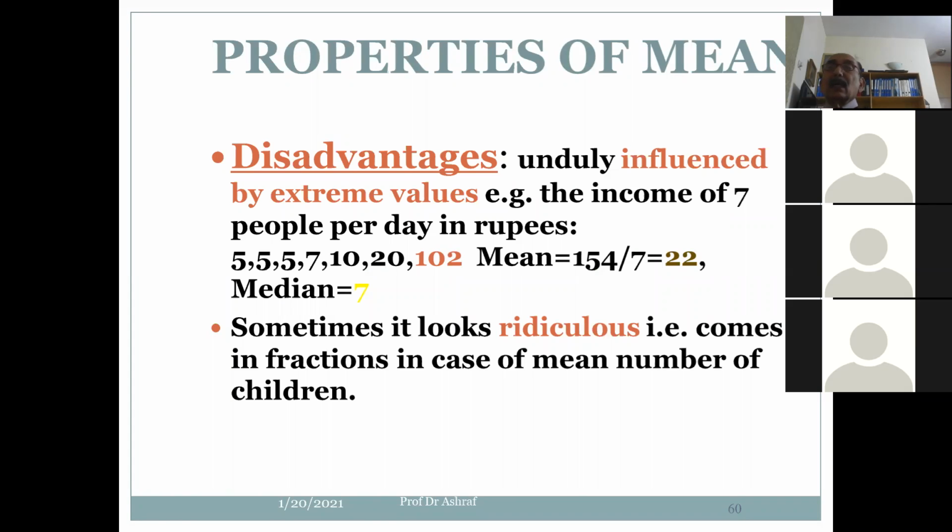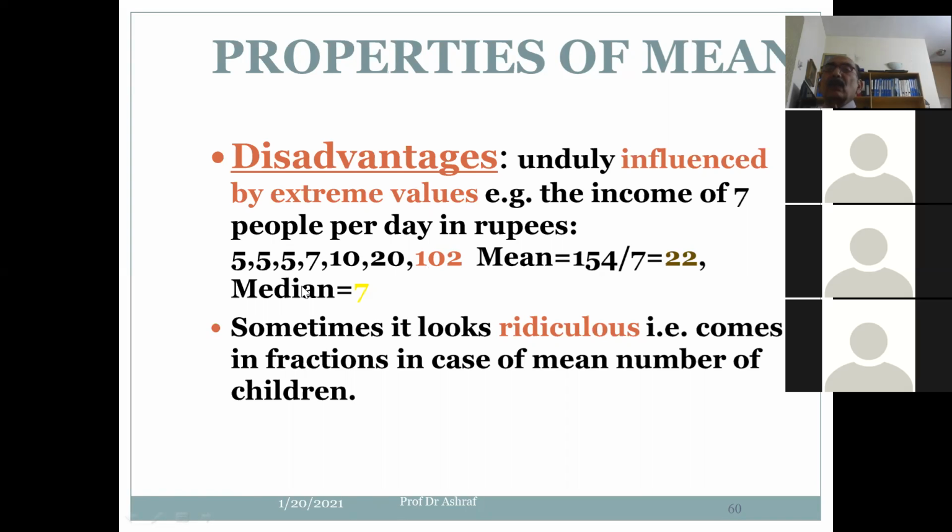For example, this is the income of 7 people per day in rupees. Now all 6 people have income very close. One has a high income, 102. Due to this, the mean has become 22. Now all 6 values are below this, and just one value above it. So this is not representative. When there are extreme values in your data, it is better to calculate the median. The median is 7, which is very representative. Half the values are above, half below. The median is not affected by extreme values, while the mean is affected by extreme values.